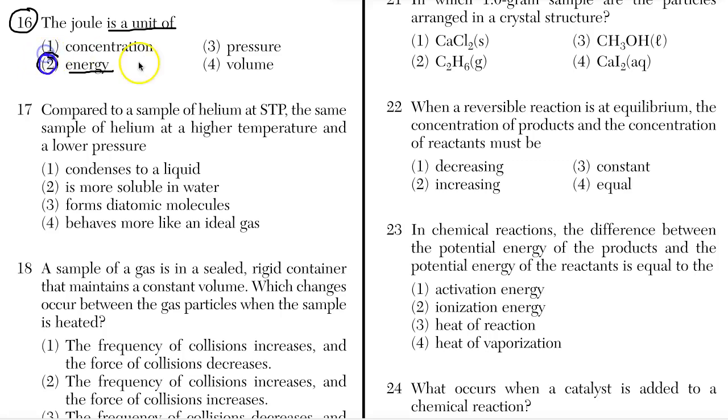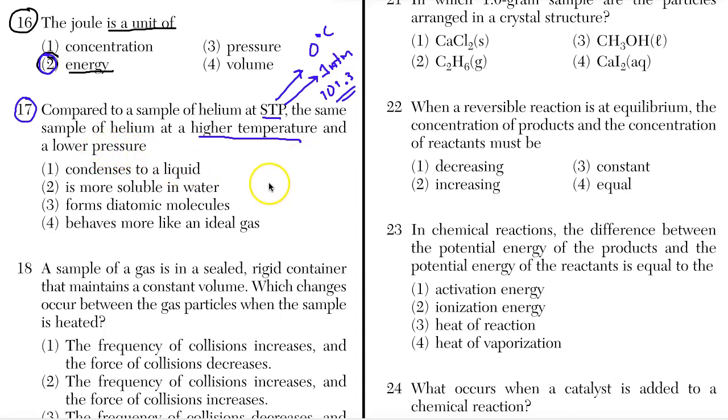So 16 is 2. Now we're at number 17. Compared to a sample of helium at STP, that's standard temperature, which is 0 degrees Celsius or 273 Kelvin, and standard pressure, 1 atmosphere or 101.3 kilopascals, which is given to you in Table A, the same sample of helium at a higher temperature and a lower pressure does what? So now we have a sample of helium at 0 degrees Celsius, 1 atmosphere. The same sample of helium is now going to be heated, and it's going to have a lower pressure on it.